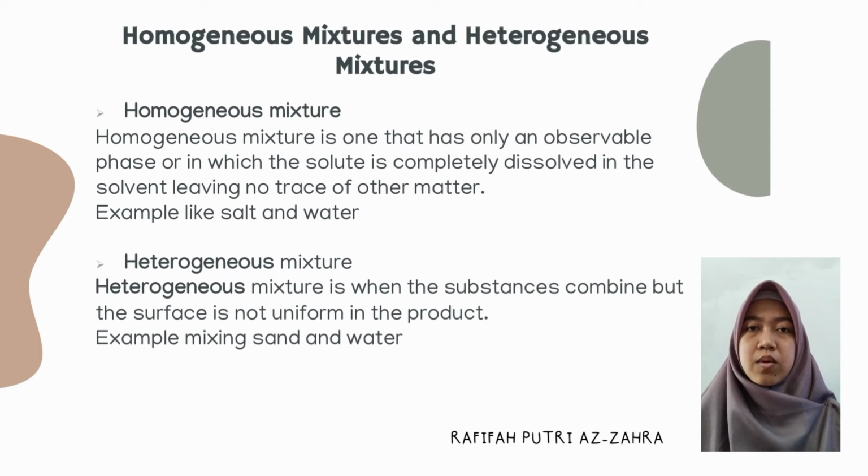Example, like salt and water. If we mix salt and water, then the salt particles are completely dissolved in the water. Salt particles become dissolved, leaving no trace of their particles, or we can no longer see them. And a heterogeneous mixture is when the substances combined are not uniform in the product. Example, mixing sand and water. You cannot make a completely uniform mixture because the sand particles can still be observed in water, so it's a heterogeneous mixture.